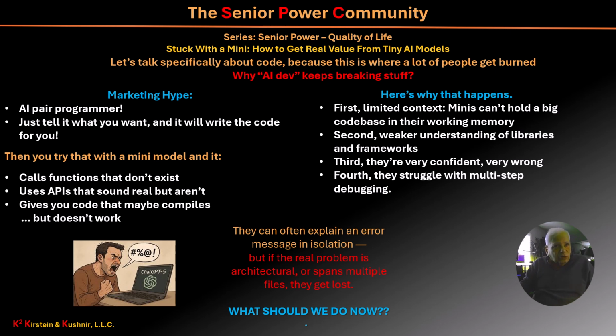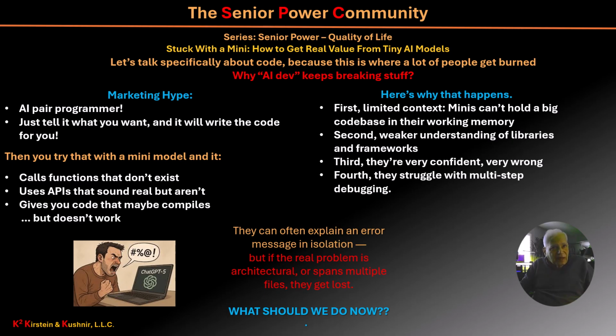Let's talk about code, because this is where a lot of people get burned. Yes, burned. You've probably seen the marketing. AI pair programmer. Just tell it what you want and it'll write the code for you. Everything works just fine. And then you try that with a mini model and it calls functions that don't exist, uses APIs that sound real but aren't, gives you code that maybe compiles but never will work. This is the truth.